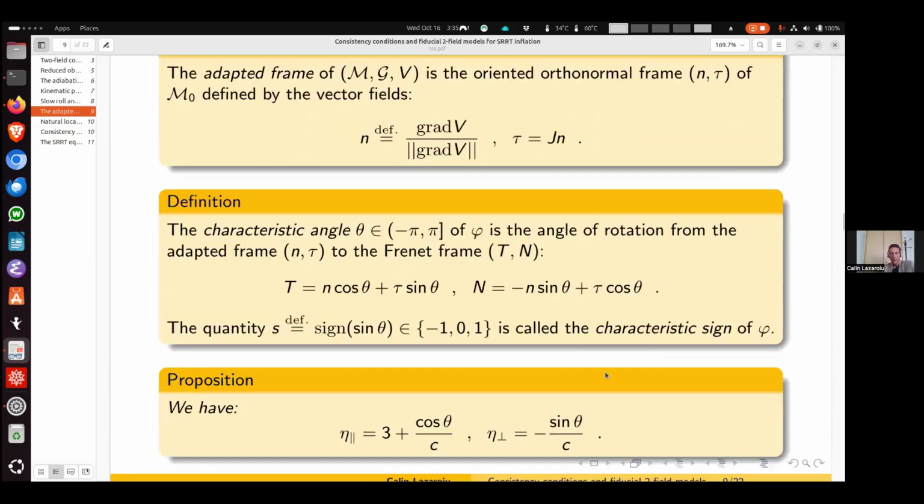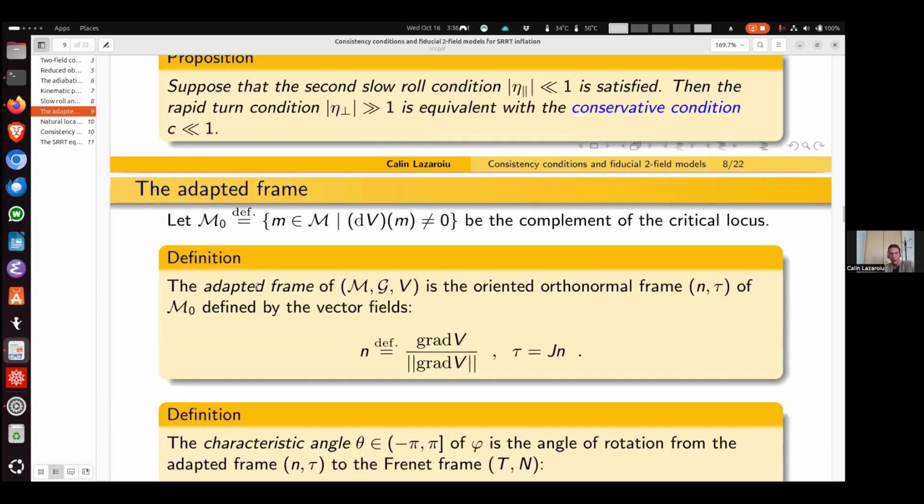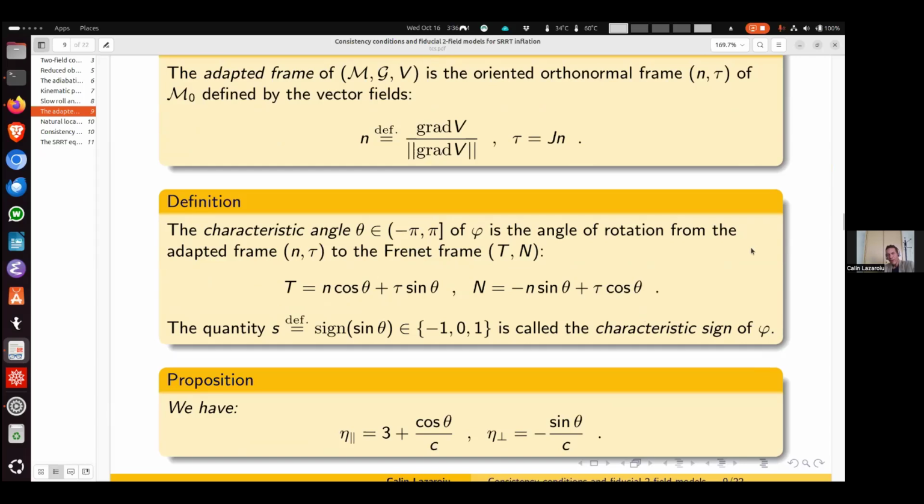Here I'm using something called the characteristic angle, so I have to define this. So the characteristic angle of a cosmological curve, where a cosmological curve was a solution of the cosmological equation, at a point t inside the interval of definition of the cosmological curve, is the angle of rotation from the adapted frame n, tau considered at the point phi of t. So I'm assuming that this is a so-called non-critical cosmological curve, namely a cosmological curve whose image is contained in a non-critical locus M naught. So it's the angle of rotation from the frame n, tau evaluated at phi of t to the Frenet frame T, N at the point phi of t.